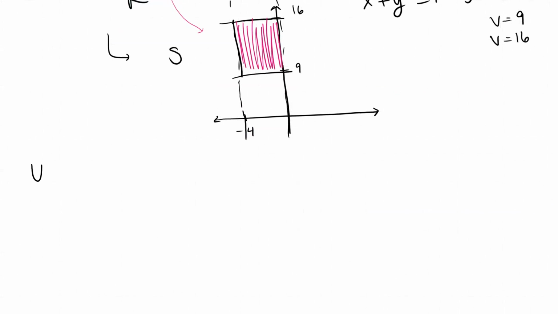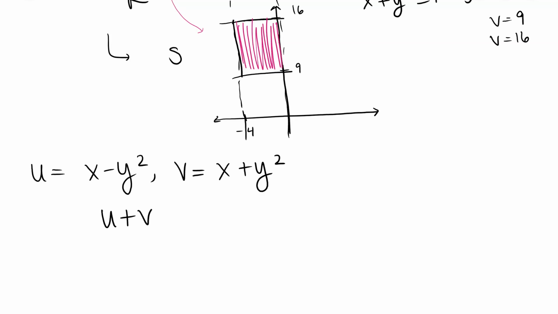So remember, we're letting u equal x minus y squared, and v is equal to x plus y squared. So to find the Jacobian, I have to figure out what x equals and what y equals, right? So if I just add these two together, notice if I do u plus v, then the y squareds cancel out and I just get 2x. That's pretty great. So right away I know that x is equal to 1/2 u plus 1/2 v. That's funny that we get that again.